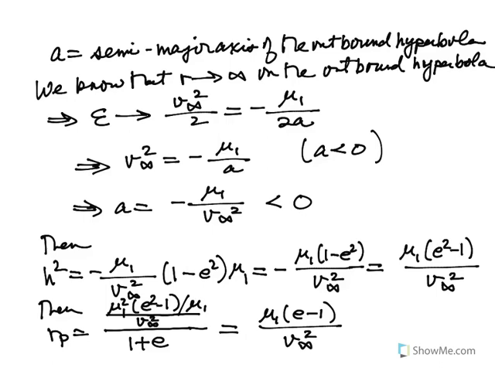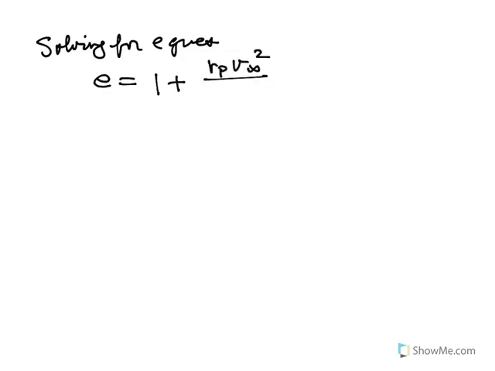Now we can use this to solve for the eccentricity. So solving for e gives e is then equal to 1 plus RP v infinity squared all divided by mu 1. And in fact, that is greater than 1. You can see that that has to be greater than 1. So now what we can do is we can come up with an alternate expression, a simplified expression for h squared. And then we can solve for h.